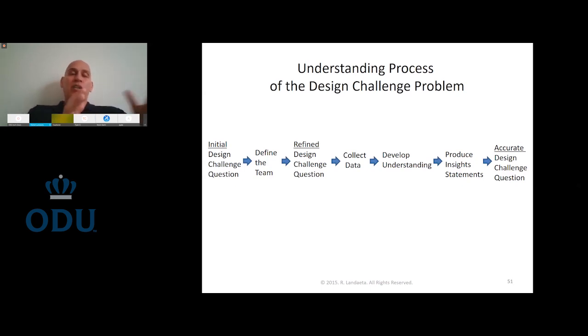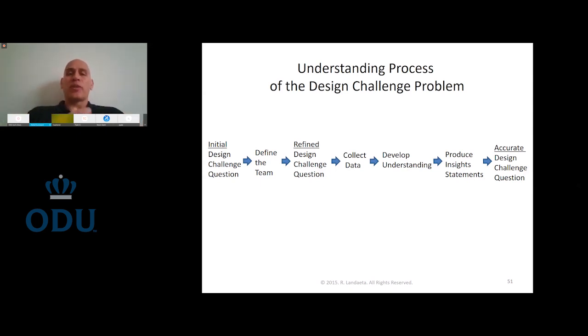So we start with an initial design challenge question of, hey, how can we do this particular task better? How can I solve this particular problem? That's your general design challenge question. Usually what happens is that you will find a team or define a team that can help you with answering that question. Sometimes the team comes first, and sometimes it comes later.